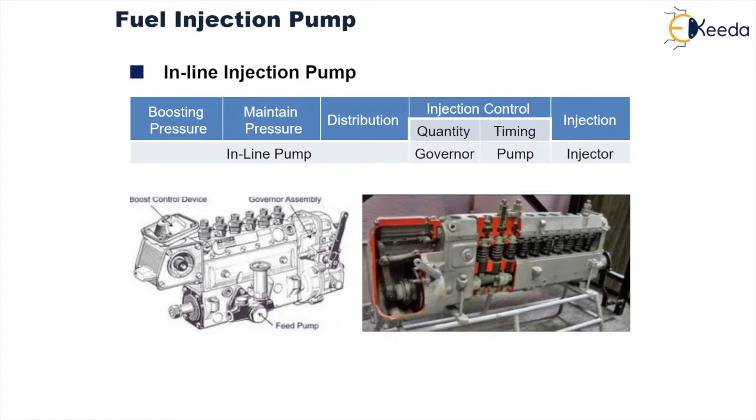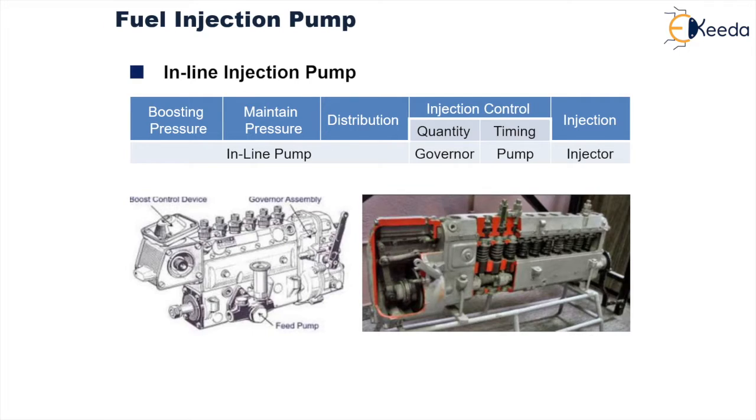Then we have an inline injection pump system. It looks like this diagrammatically. All the fuel injectors are arranged in a single line over here. The function of boosting the pressure and maintaining the pressure is carried out by the inline pump. So also the function of fuel distribution is delivered by this inline pump.